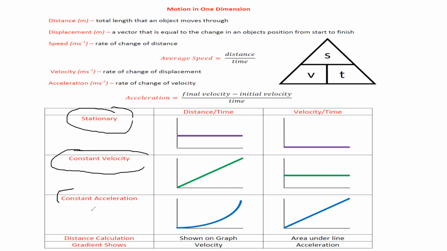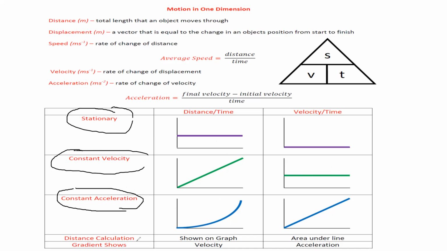If an object is having a constant acceleration, then for a displacement time graph, the slope increases, which shows the velocity increases. But for a velocity time graph, it will be a constant gradient, showing that the acceleration is constant.